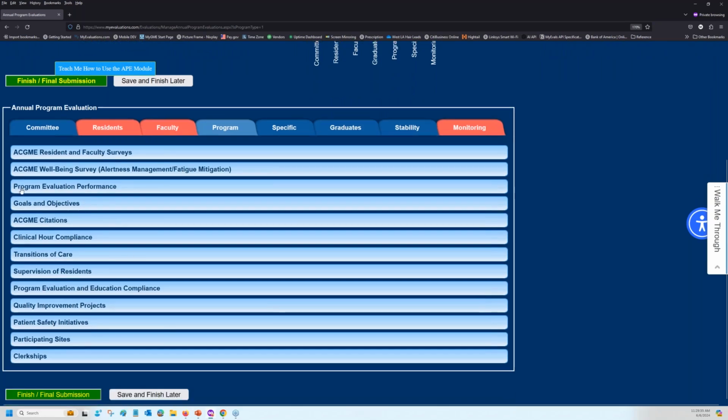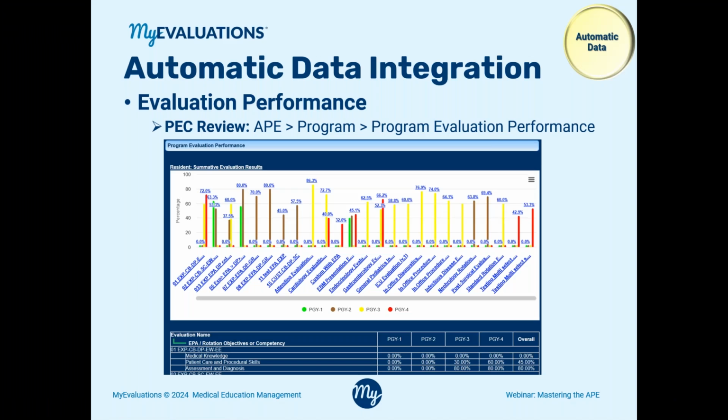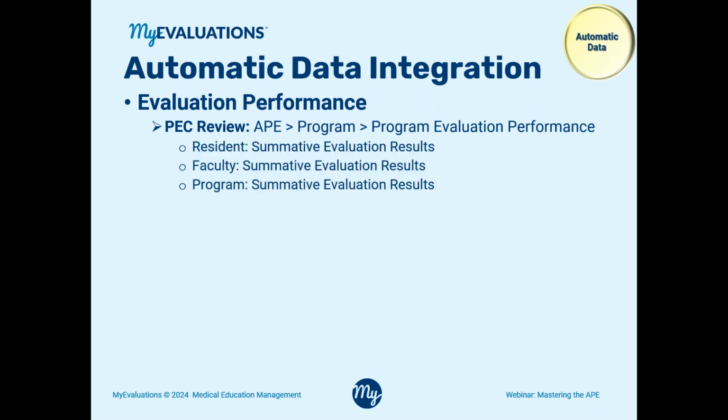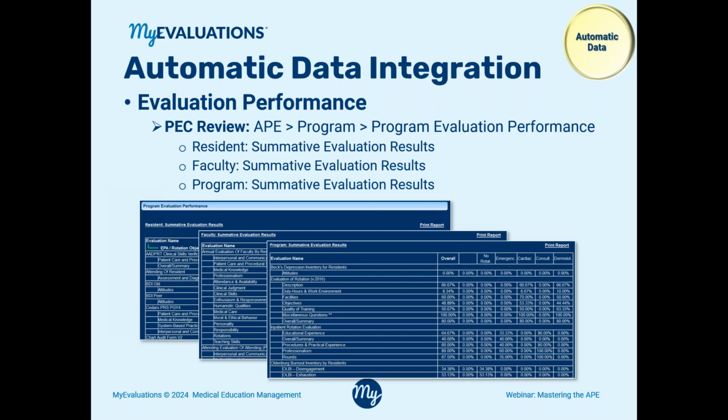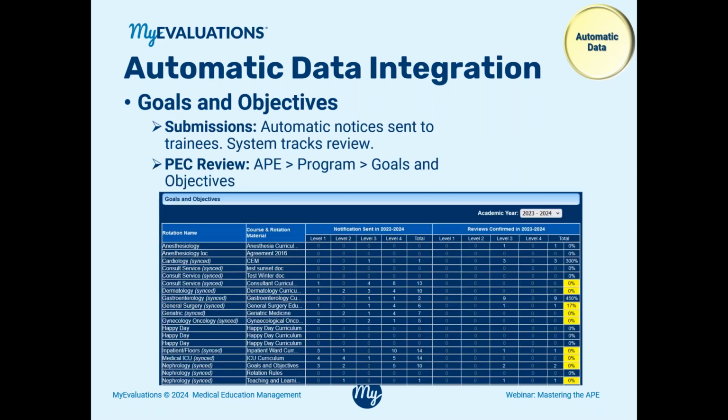So I reviewed with you already that the program evaluation performance is automatically populated. The goals and objectives are automatically populated. So here, when you go to the program evaluation performance section, the system is automatically populating the graphical layout like I reviewed with you before. And then going down the page, we can see individual sections of the raw data for the three sections I mentioned, the resident performance, faculty section, and the program section. After the evaluation performance, then the goals and objectives are also automatically tracked in the system.